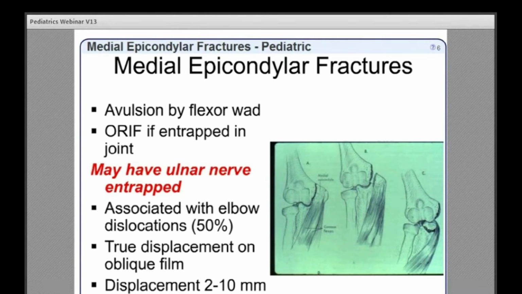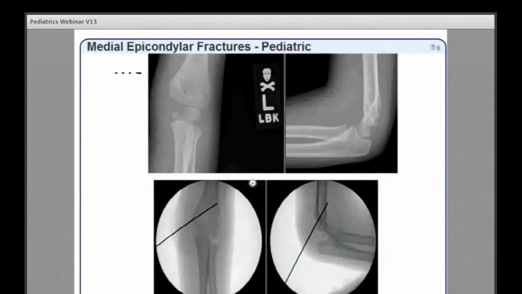The true displacement is usually seen on an oblique film. This is usually an internal oblique x-ray. You have to be aware that the ulnar nerve may have been dragged into the joint after reduction of the elbow if the fragment is contained within the joint as well. Displacement of 2 to 10 millimeters has been cited as an indication for treatment, so there's quite a bit of variety and really no consensus on how much displacement is enough to necessitate treatment, and it depends a lot on the activity as well as the hand dominance of the injured child.